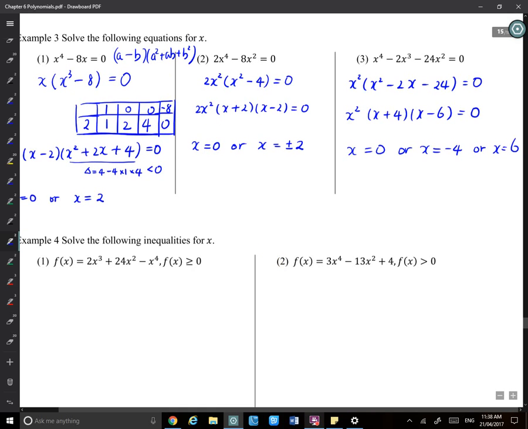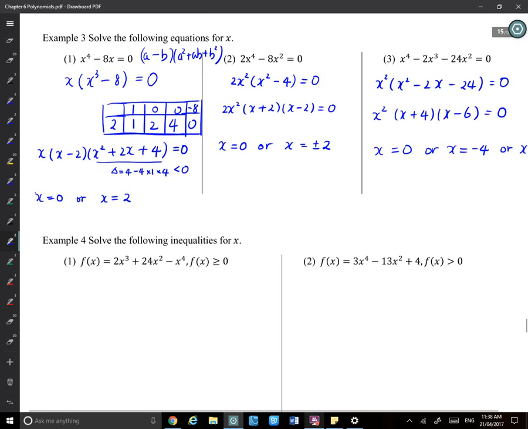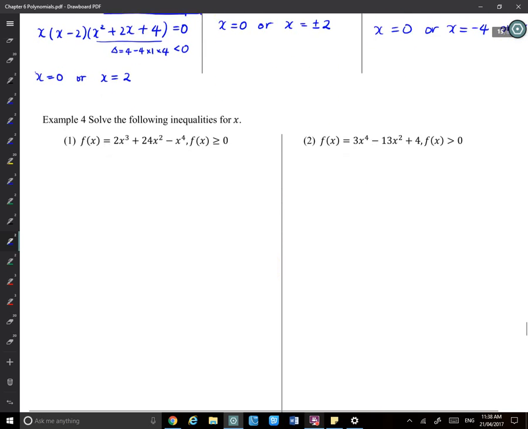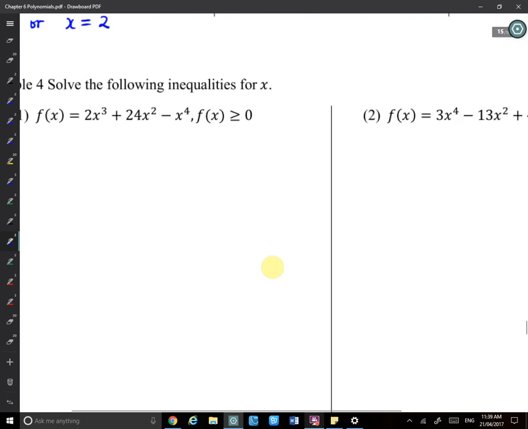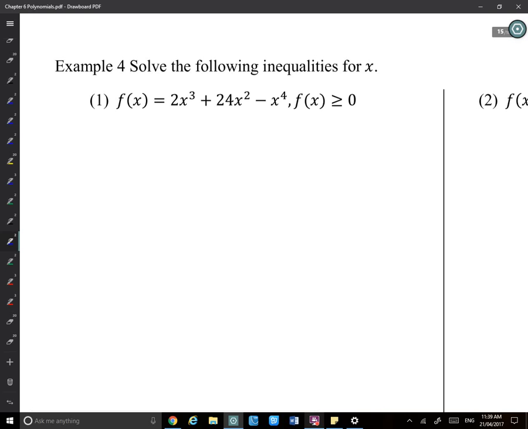Okay, those 3 questions are easy. Let's have a look at the next one. Next one is solve the following inequalities. If you want to solve inequality, it will be the same unless it's a linear inequality. You still need to sketch this graph. Okay, but the problem is how do you sketch graph for quadratic?